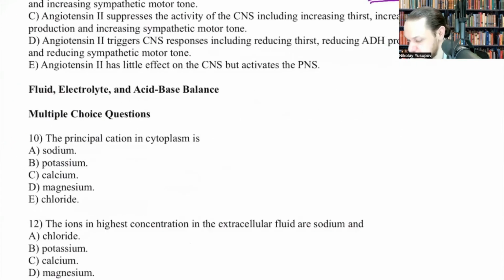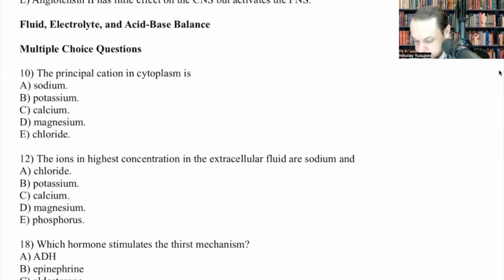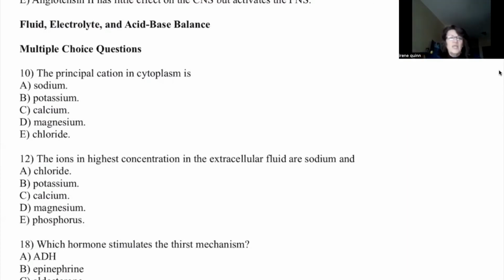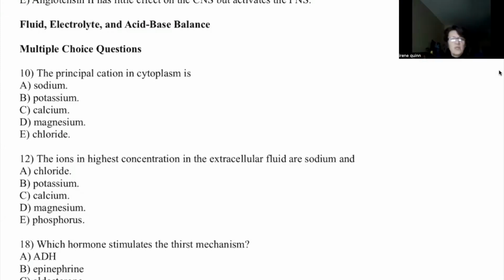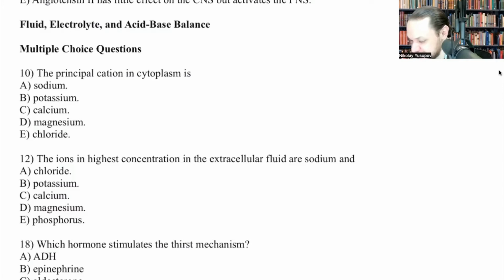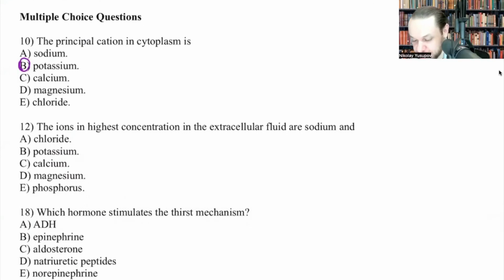Next, we're going to go with some fluid, electrolyte, and acid-base problems. Next question, let's see who we have here. We have Irene, 410. The principal cation in cytoplasm is, that's inside the cell, right? Correct, inside. So bags of... Exactly. Bags of what? Potassium. Okay, very good. That was too easy. You guys remember, right? And the sea of sodium. So very good. B is the correct choice.